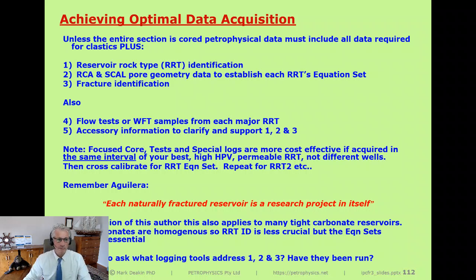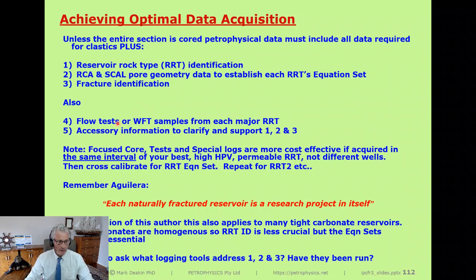And of course, the third thing you must do always with carbonates, particularly if they're old or deep, is you must have some way of identifying fractures, at least to know whether they are a significant feature of your reservoir or not, because they often will be in a carbonate reservoir. Okay, so unless the entire section is cored, petrophysical data must include all data required for clastics, plus reservoir rock type identification, routine core analysis and special core analysis pore geometry data to establish each reservoir rock type's equation set, and something to clarify whether or not we have fractures.